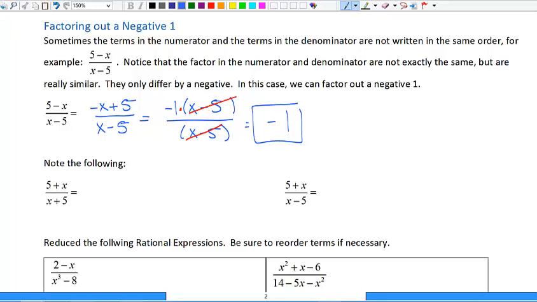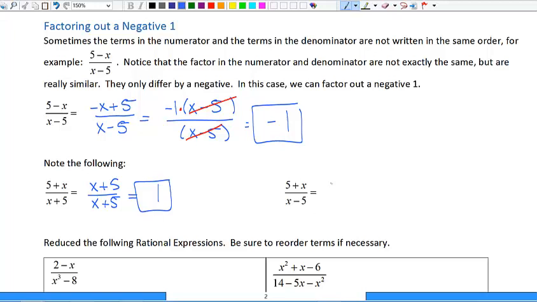On 5 plus x over x plus 5, if I rearrange it so it's x plus 5 over x plus 5, I just change the order in the numerator. These divide out to 1, and it's not equal to negative 1. So just because the order is backwards doesn't mean it's going to turn into a negative 1. It's only if the signs are off by a negative.